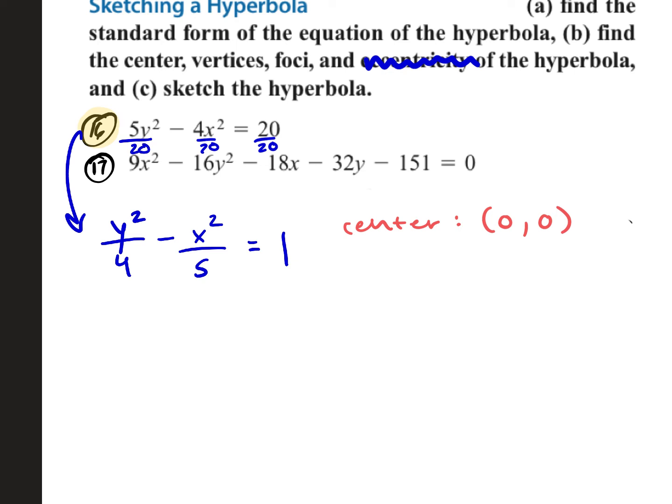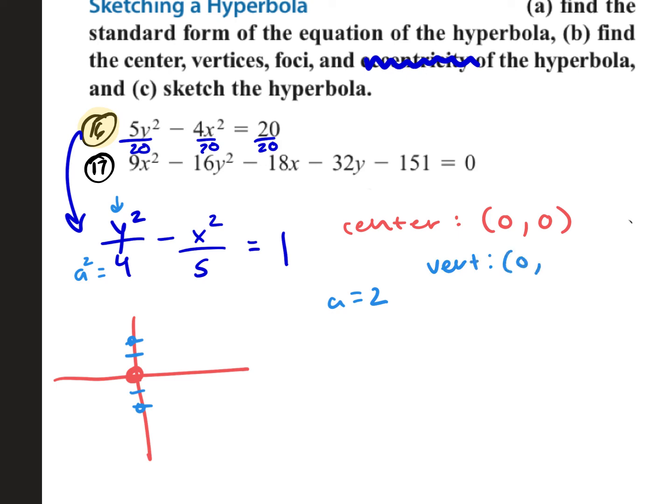So next, let's find the vertices. So here it's just talking about the major vertices. I'm going to put my center at 0, 0. What gives me the major vertices? A, and what's my a here? A would be 2, because this is a squared. So a is 2. Well, which way am I going to? Up and down, because y squared is first. So I go up 2 and down 2. So my vertices would be 0, 2 and 0, negative 2.